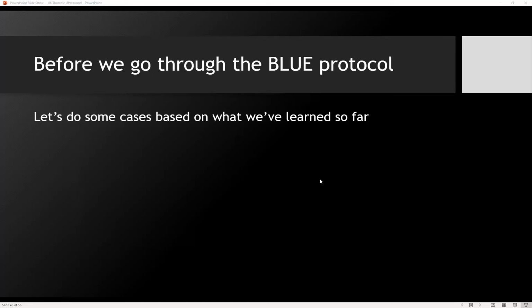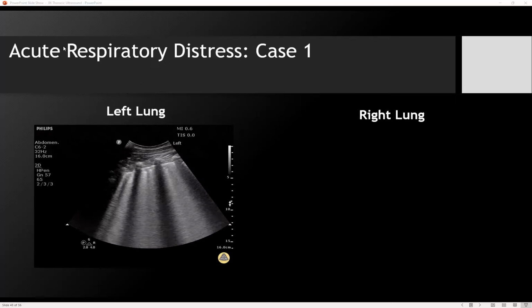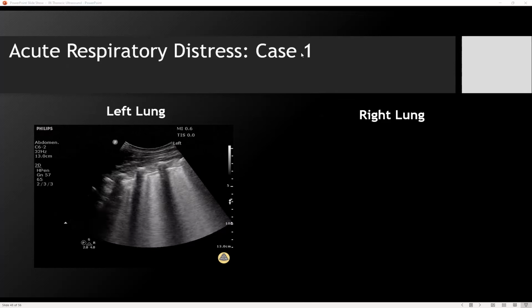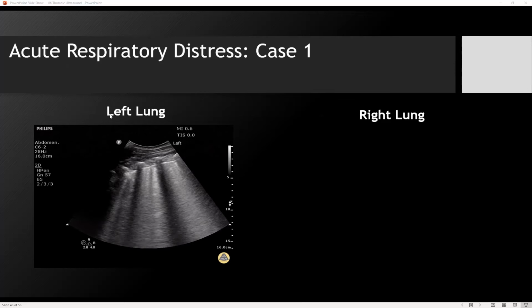But instead of doing the BLUE protocol, I want to first just go through some cases based on what we've learned so far. So interactive time, get ready to unmute. This is a patient who comes in with acute respiratory distress. What are you seeing in the left lung here?